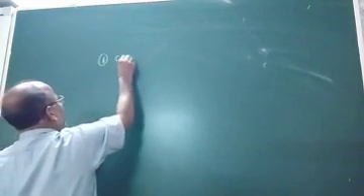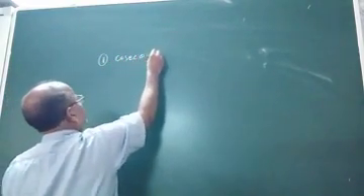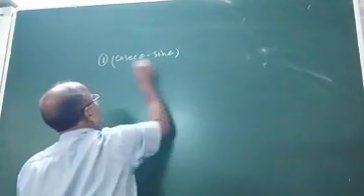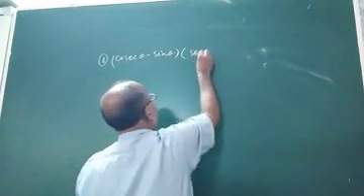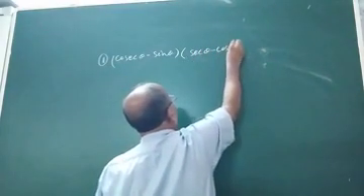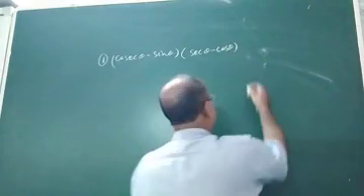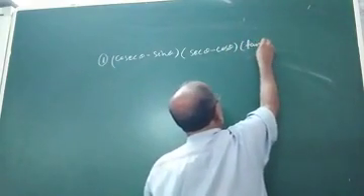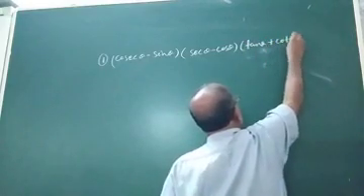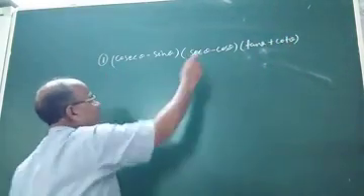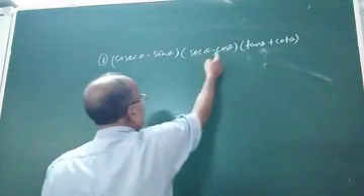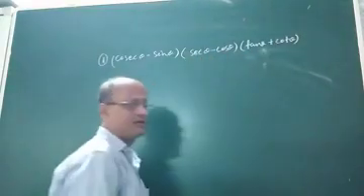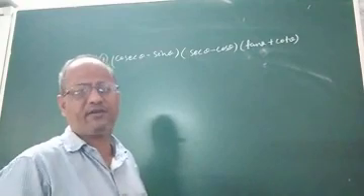Suppose you are given (cosec theta minus sin theta) into (sec theta minus cos theta) into (tan theta plus cot theta). So what will be the value? Let us evaluate this trigonometric expression: cosec theta minus sin theta into sec theta minus cos theta into tan theta plus cot theta. How to find the value of this trigonometric expression?